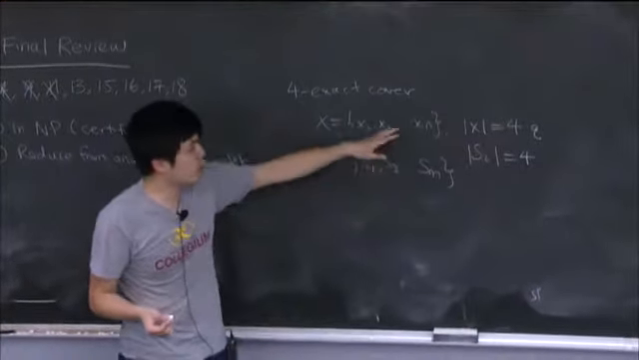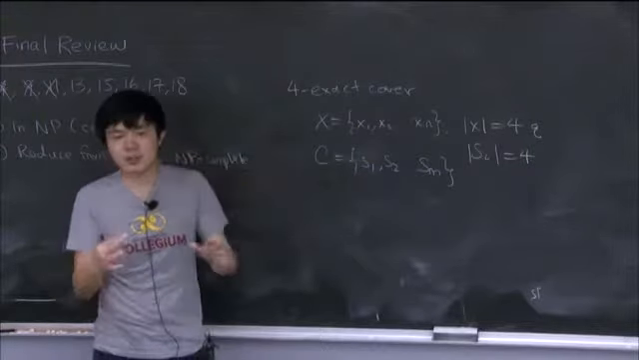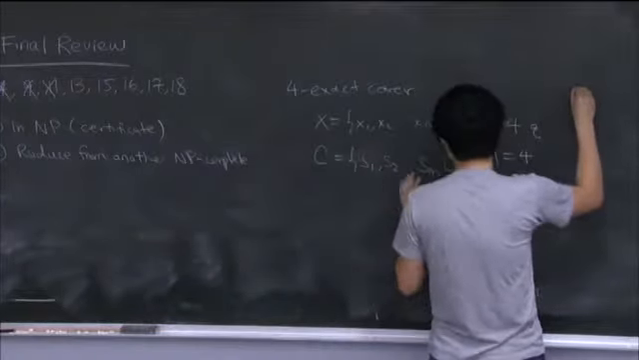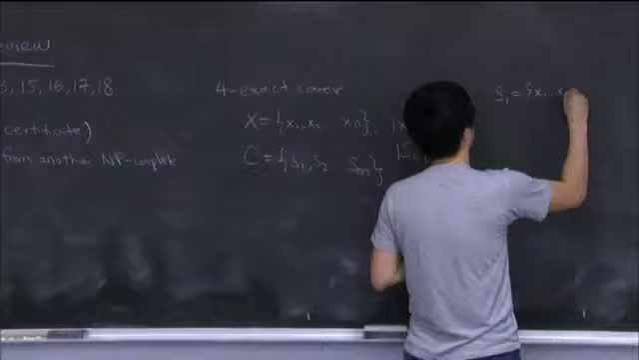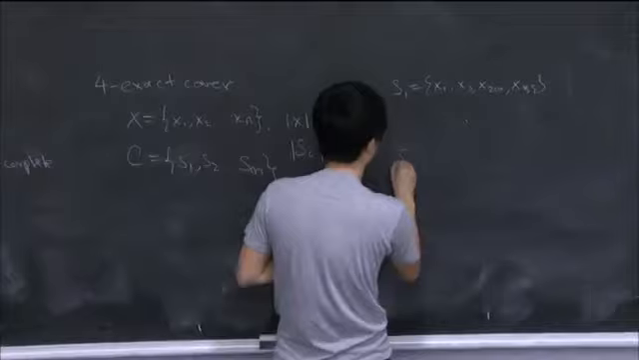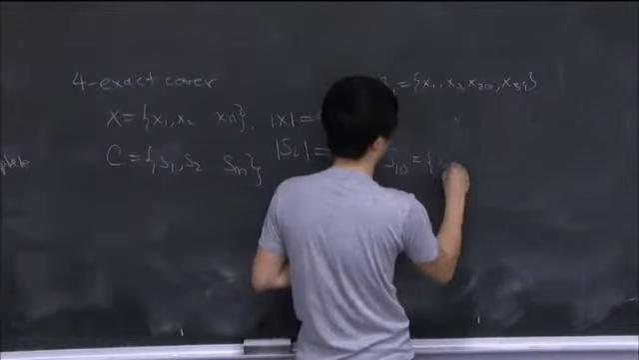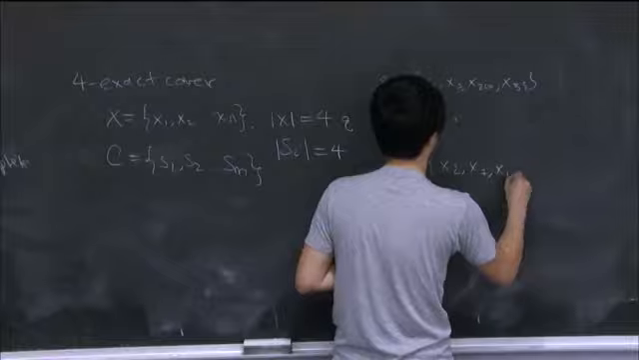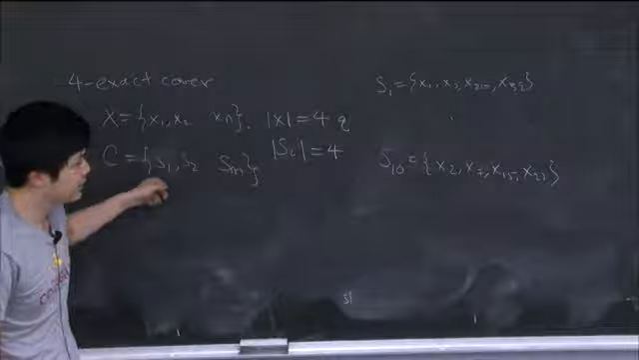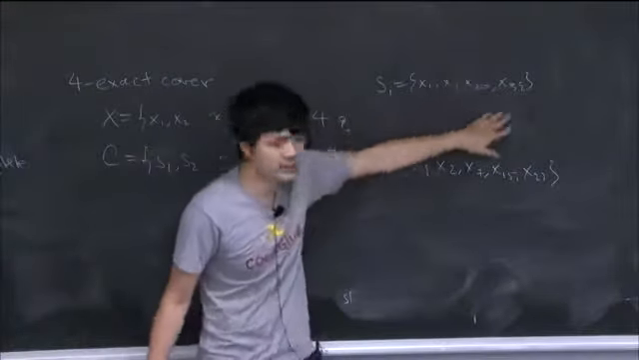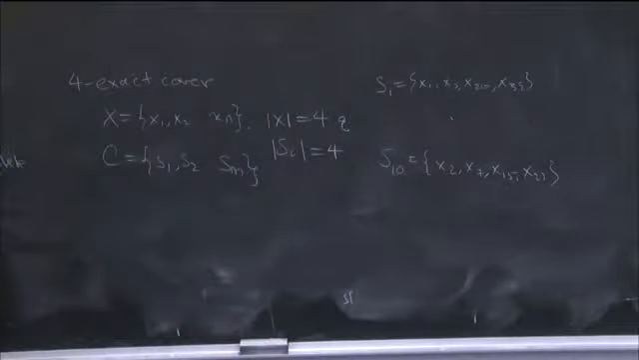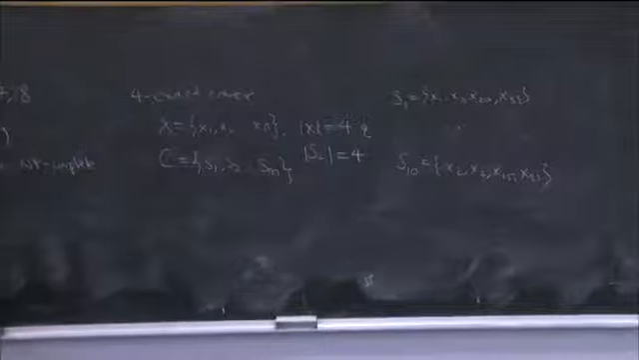those sets form a partitioning of the x's. Partitioning means non-overlapping, right? So maybe the final answer is s1 equals x1, x3, x20, and x39, something like that, etc., all the way to s10, maybe x2, x7, x15, x23. Our goal is to pick 10 of these such that all the x's involved form a partitioning of the x's. So that's the question, and it turns out to be an NP complete problem.